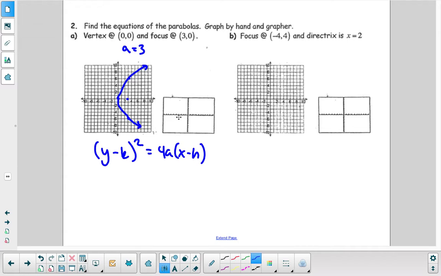It doesn't ask you to find the directrix, but the directrix would be 3, or a, away from the vertex, and it's a vertical line running, air quotes, parallel to this parabola. Okay, so there's the graph. We need to make the equation, but we have all the information we need. So h is 0, k is 0, so we're going to have y squared equals 4 times a times x minus 0. So y squared is equal to 12x.